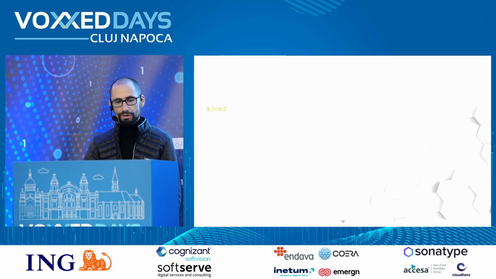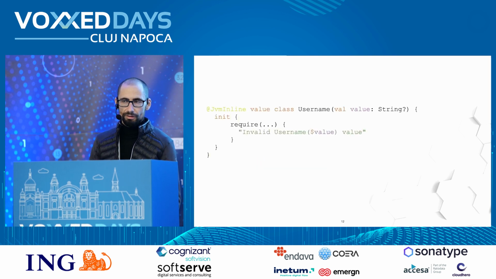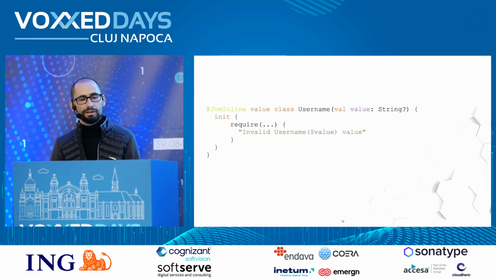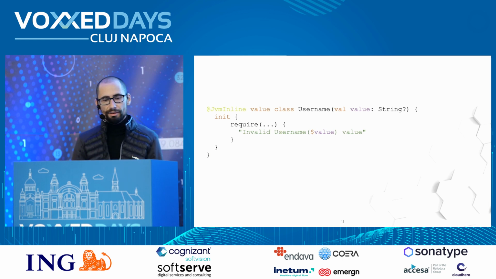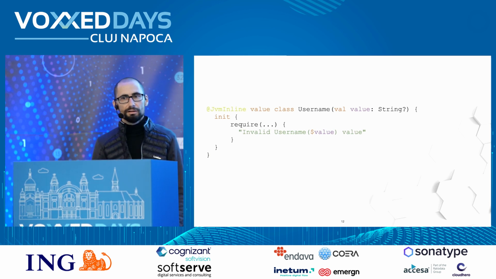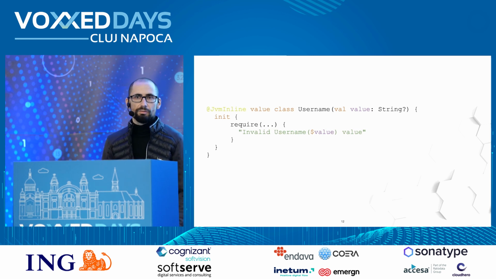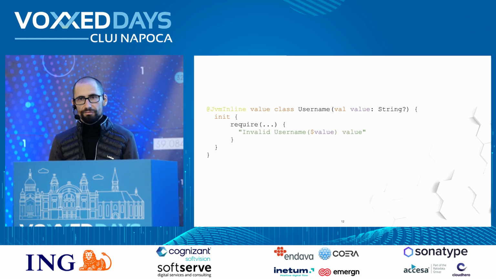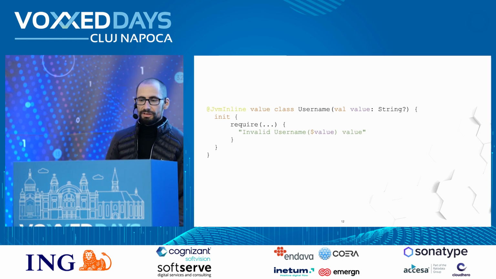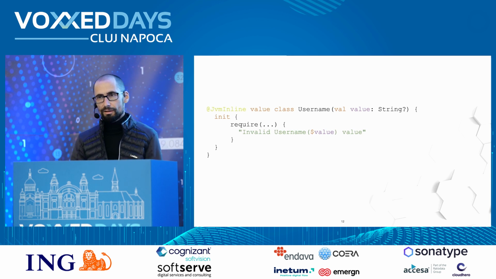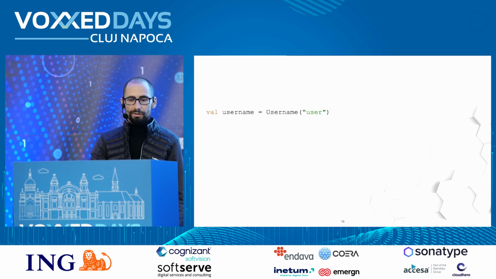To do that, we can use another feature from the Kotlin programming language: inside our value class, we can use an initializer block, or init block. And require is a function that is part of the Kotlin standard library, and inside it we can set our conditions for what a valid username would be. If it's not valid, we give back a message, invalid username value. But when we are invoking the constructor of our type, we have a problem.